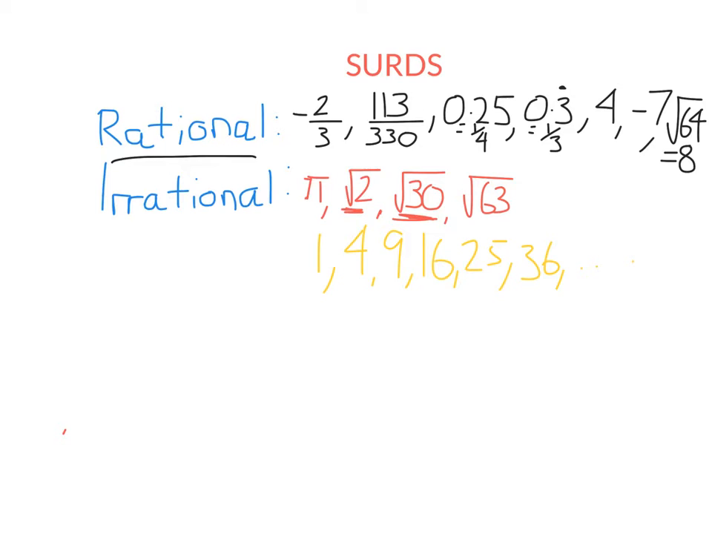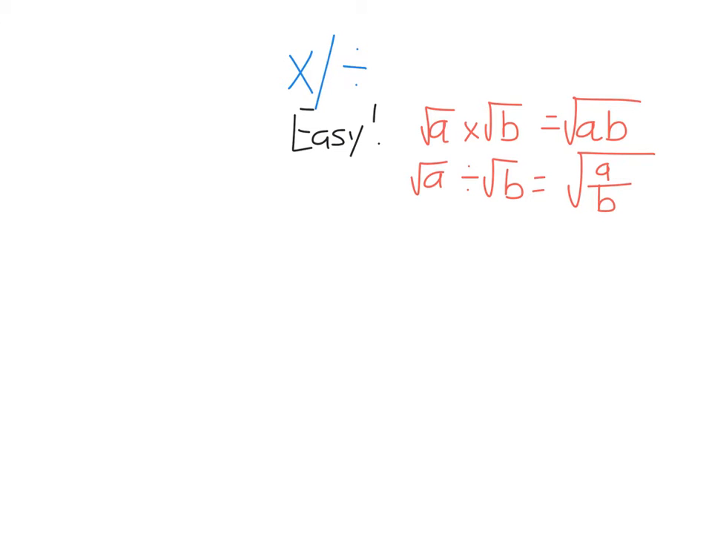So now we're going to go through operations involving surds. We'll start with multiplication and division. It turns out that these operations with surds are very easy because the rules are very intuitive. They're what you'd expect them to be. The reason is because square rooting undoes raising to a power, which is repeated multiplication. So surds are compatible with multiplication and division.